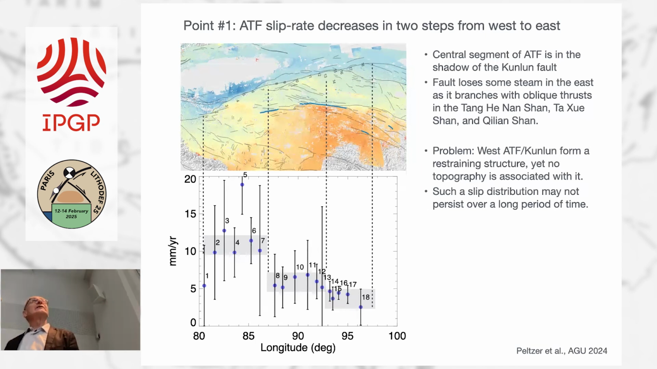From that, we could say that this central part of the Altyn Tagh is in the shadow of the Kunlun Fault. That's the main point I wanted to make. But this is a little bit of a problem in the long term, because if you have a restraining system like this, where the slip goes from the Altyn Tagh on a right step to another left-lateral system, you expect some compression in this area, and we don't see any topography here. So it's not a sustainable configuration. But for the moment, that's what we seem to see in the slip rates of the fault.